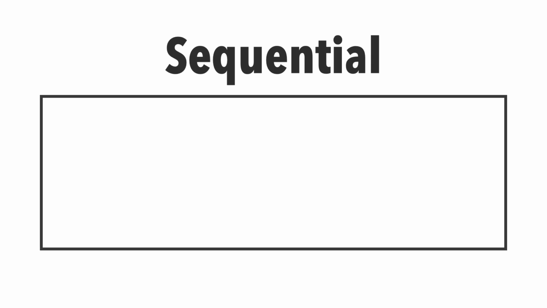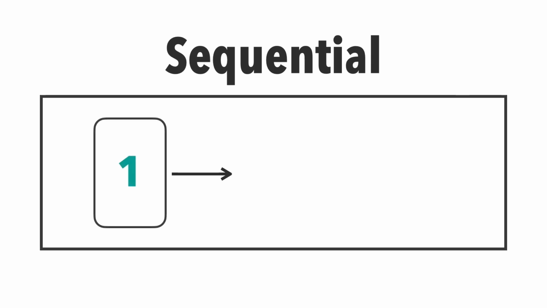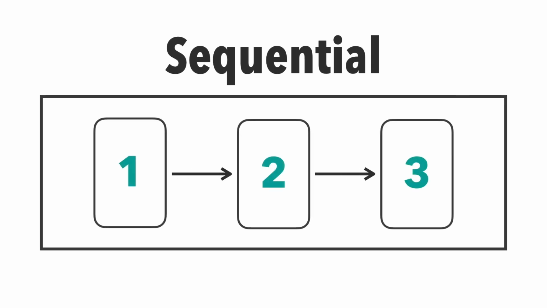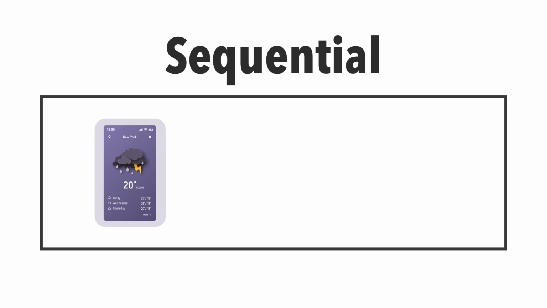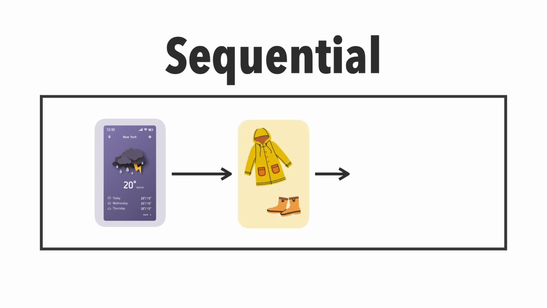Next, we have sequential structure, which presents a series of events in a sequence or in chronological order. For example, when you venture outside on a rainy day, be sure to first check your local weather forecast. Then, make sure you put on the appropriate attire. Finally, grab an umbrella before heading out the door.